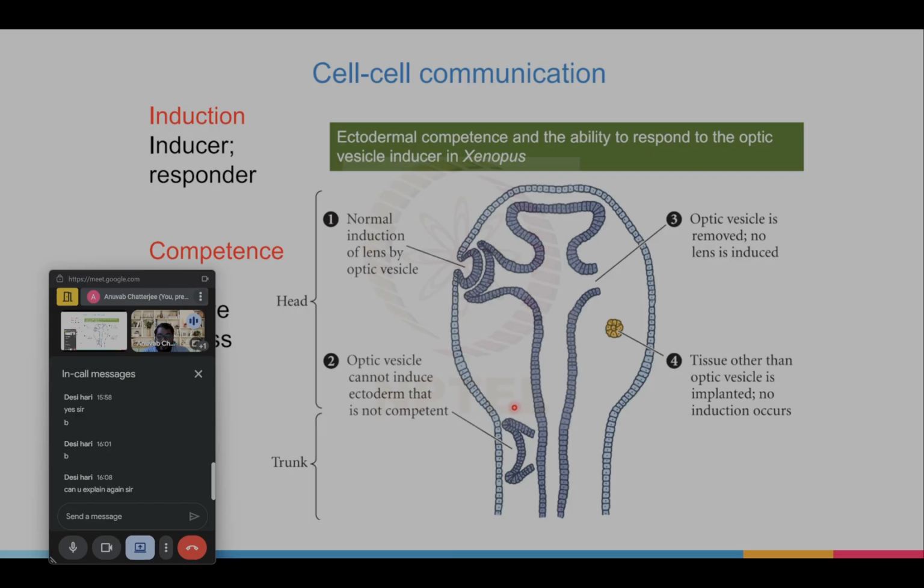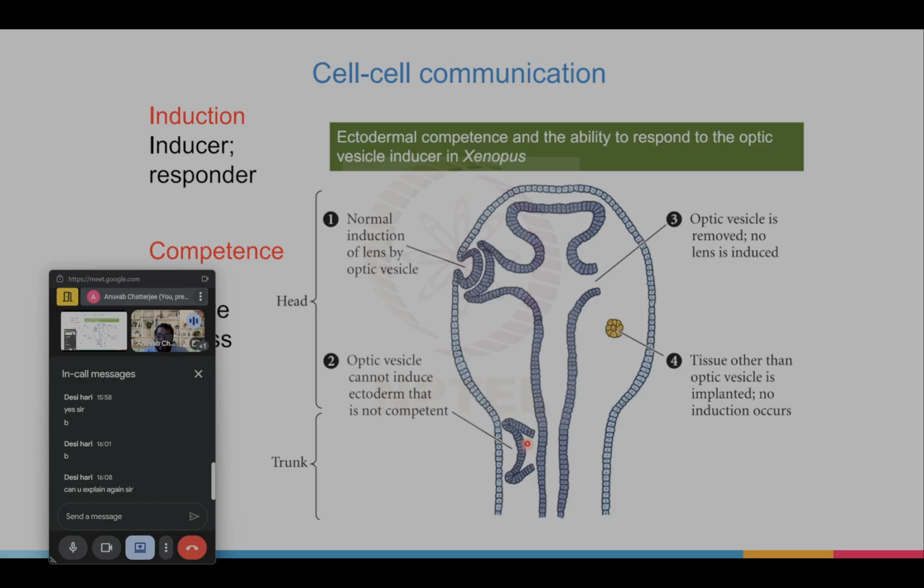And the final example is that if there is an inducer, a person to throw the ball, but the other side cannot catch it. So this is the trunk ectoderm which actually cannot undergo these changes because it is not competent. It will not have the genetic makeup or the signals to actually form the lens. So even though the thrower is there, which can throw the ball very well, this trunk ectoderm cannot actually catch it. It is not competent.